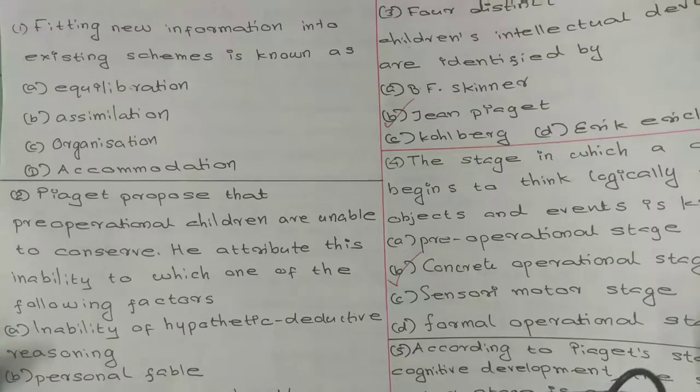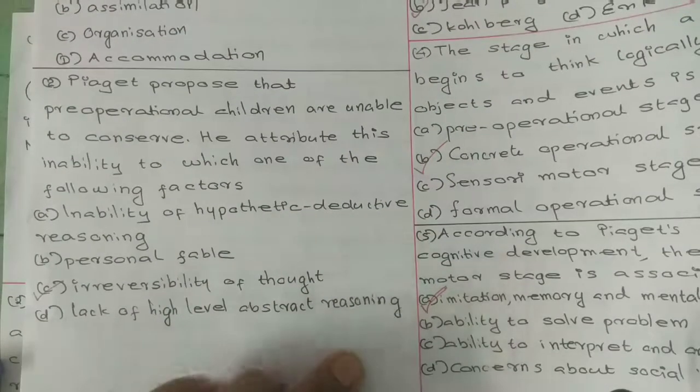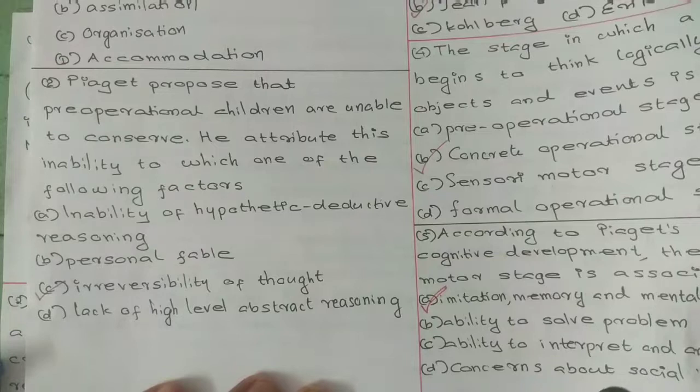Question number 2. Piaget proposed that pre-operational children are unable to conceive. He attributed this inability to which one of the following factors? Option A, inability of hypothetico-deductive reasoning. Option B, personal fable. Option C, irreversibility of thought. Option D, lack of high-level abstract reasoning. Answer option C.